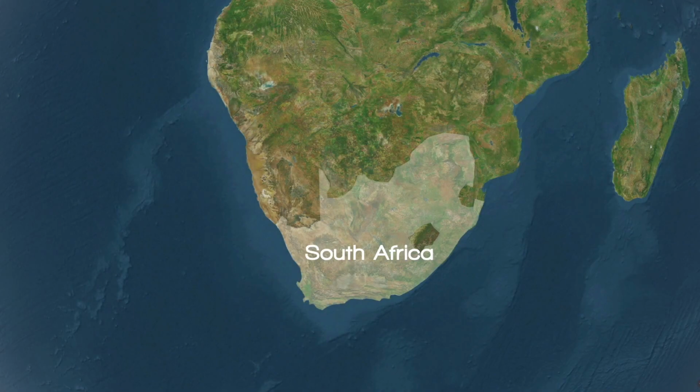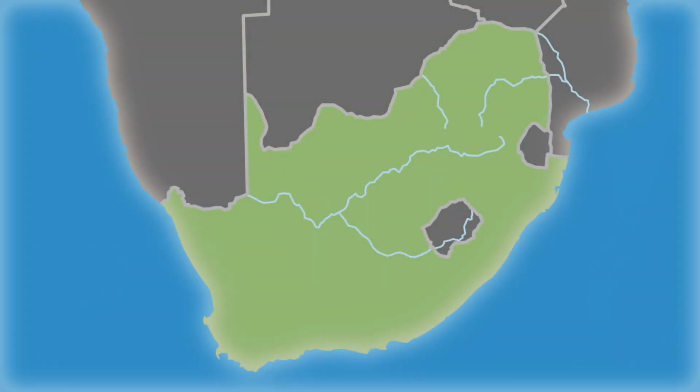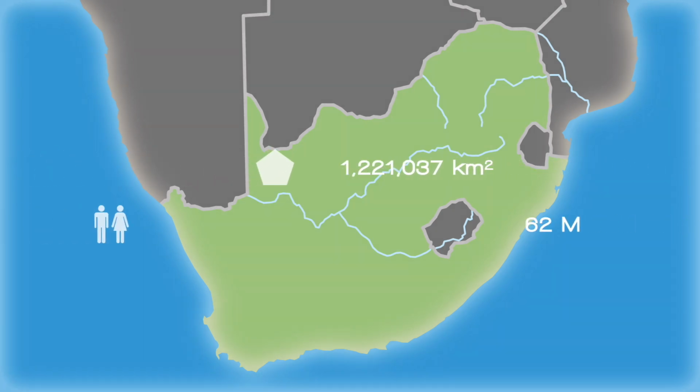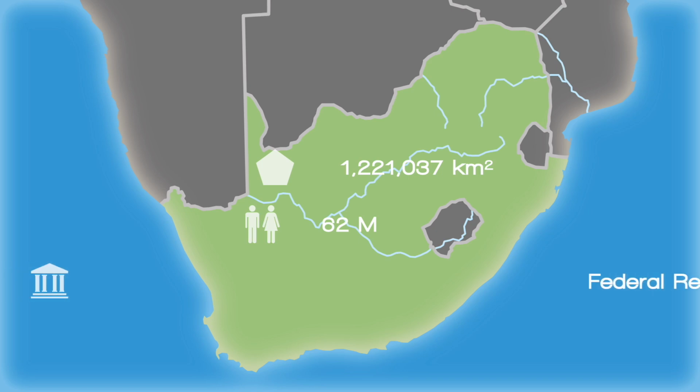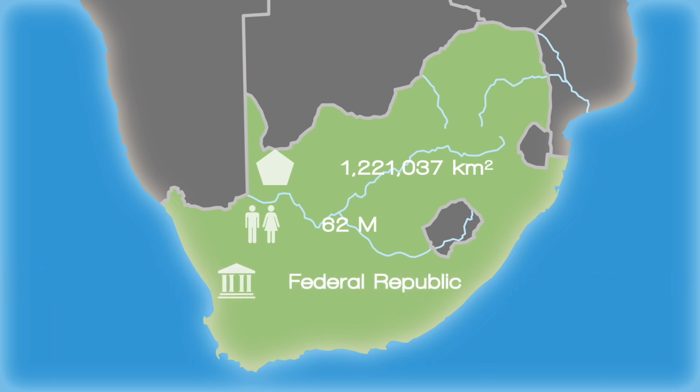South Africa is located at the southern tip of the African continent, between the Indian Ocean in the east and the Atlantic Ocean in the west. The country has an area of around 1.2 million square kilometers and a population of around 62 million. It is a federal republic and ranks as an incomplete democracy on the Democracy Index. South Africa is the only African country to belong to the G20, and the national currency is the rand.